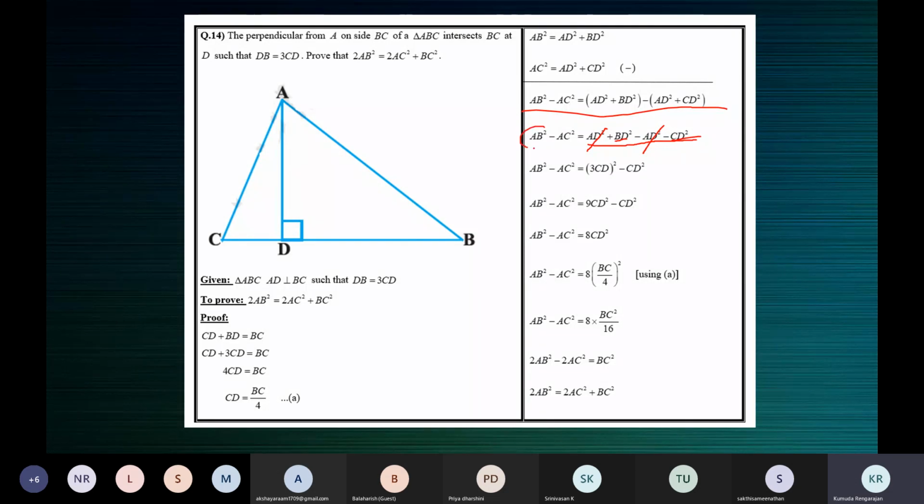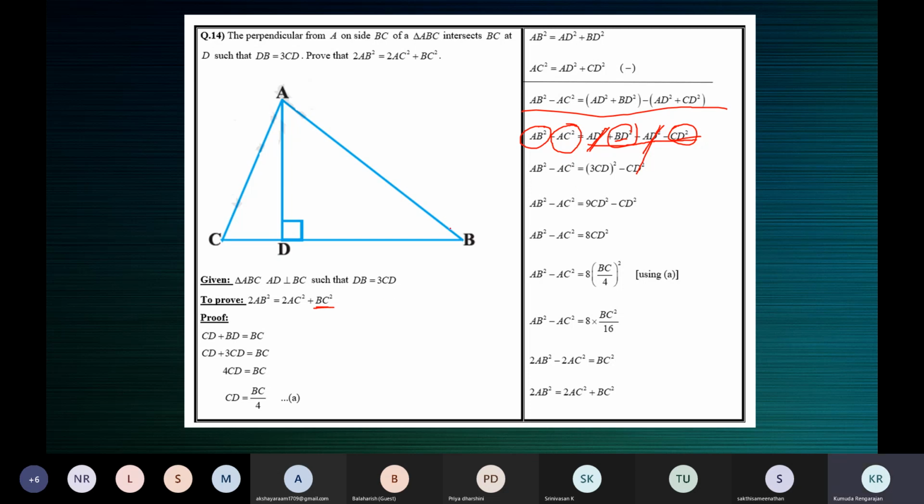See, AB square you need in the result, so let this remain. AC square we want in the final result, right? So let that also remain. Now AD square got cancelled. Now we are left with BD square and CD square. Do we need BD square and CD square? No, we don't need, because we have only AB and AC. We don't have CD and BD. But we have only BC.